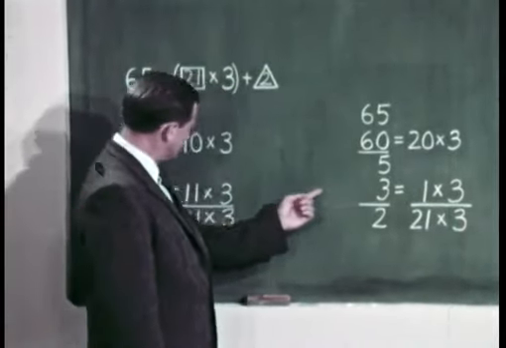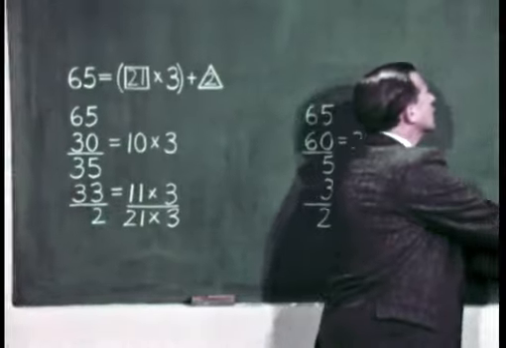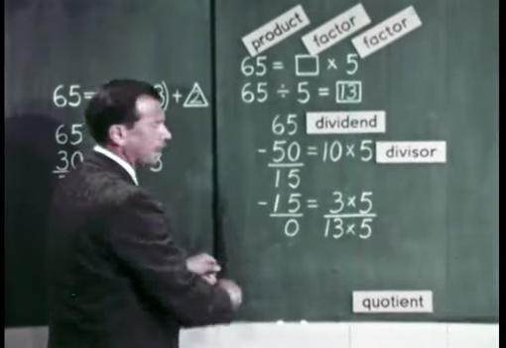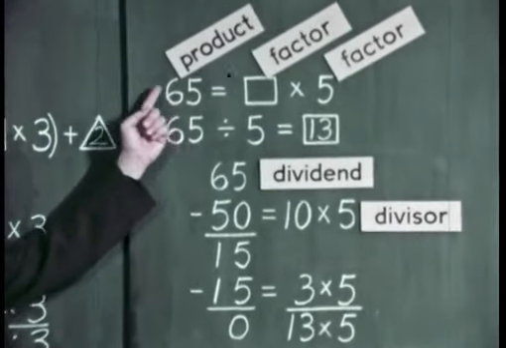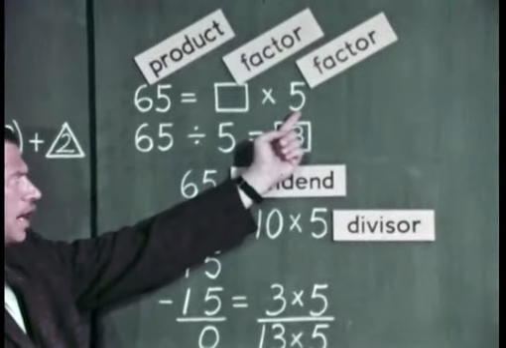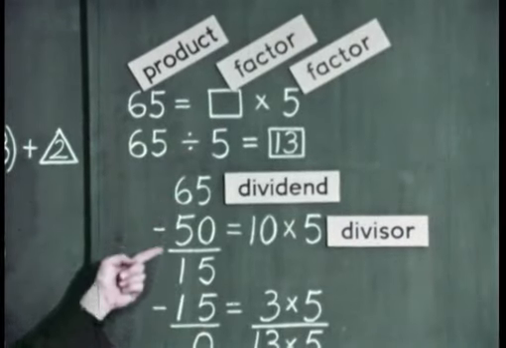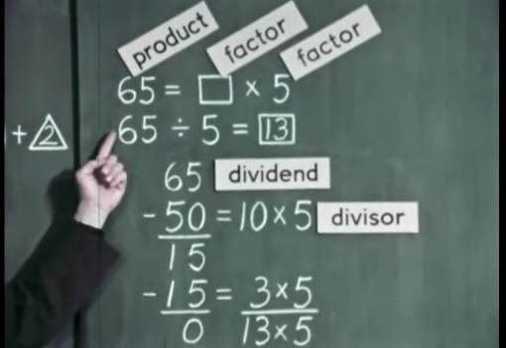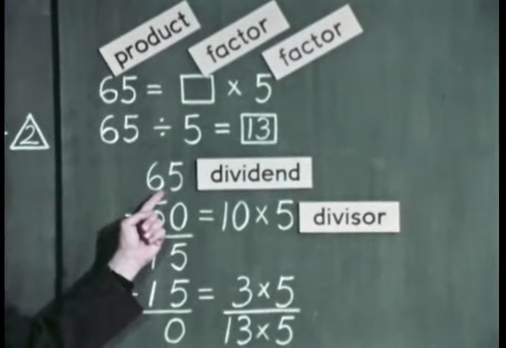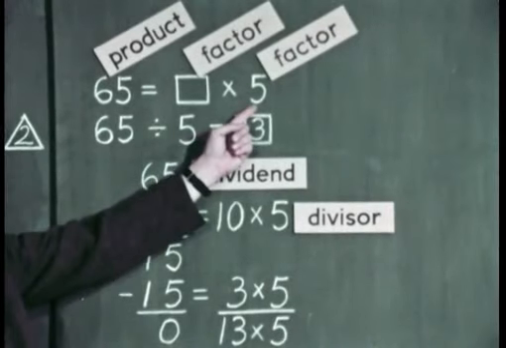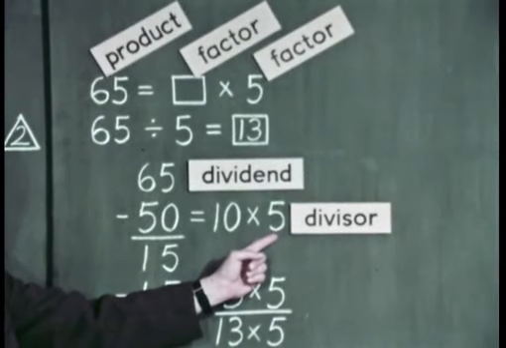Notice that this computation procedure is similar to the one that we developed for the pennies problem. Recall that in a division example, we have a product, a given factor, and a missing factor. In a division algorithm, the product is referred to as the dividend. In this case, it's 65. The given factor is referred to as the divisor. In this case, the divisor is 5.